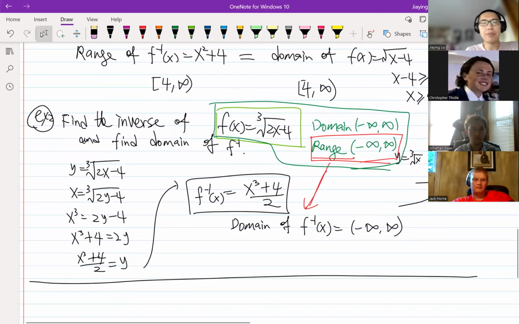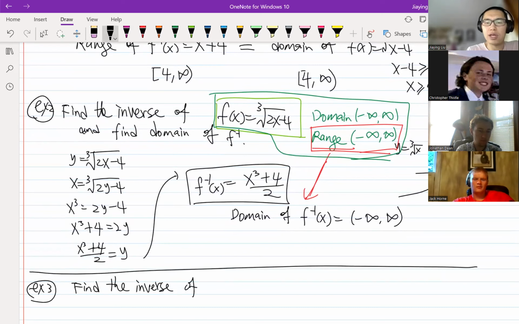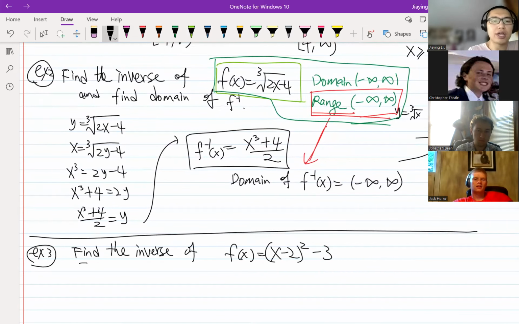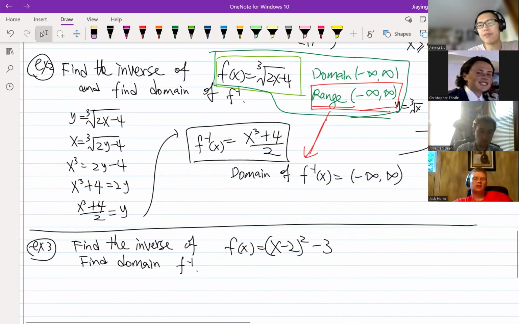All right, so that's this example. The next one, example 3. Again, we're going to find the inverse of f of x equals (x minus 2) squared minus 3, and then we're going to find the domain of the inverse function at the end. Let's look at this function. First of all, is this 1 to 1?